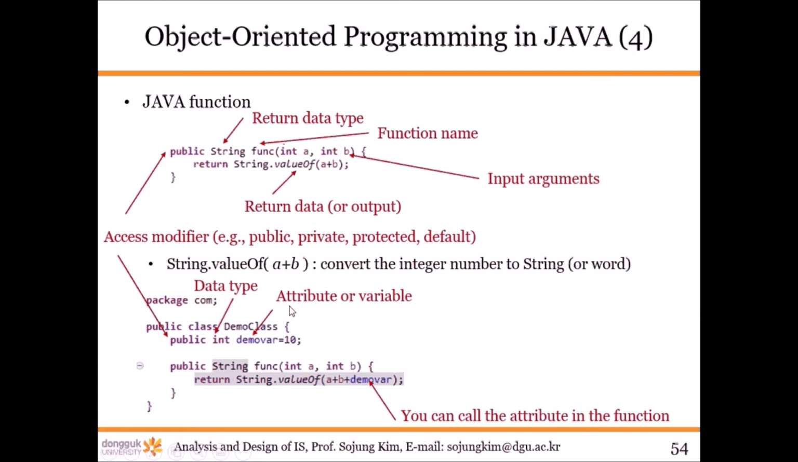If you want to use data, the variable, you can also define the variable here or inside of the function. So here, public is the access modifier, int is the data type of the variable or attribute, demovar is the name of the variable or attribute, and equals 10. So initially we assign the value 10. Then you can use this variable inside of the function. So a plus b plus demovar will return a certain value. If you type 10 and 5, then you will return what value? 25 instead of 15. So that's how you define the variable and the function simply.